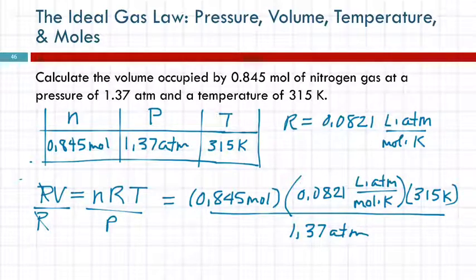Check the units before you do the math. Kelvins cancel Kelvins, moles cancel moles, atmospheres cancel atmospheres. If your units don't work out, then you may need to convert your pressure or your temperature or something into the correct units. Always check the units. 0.845 times 0.0821 times 315 divided by 1.37 equals.